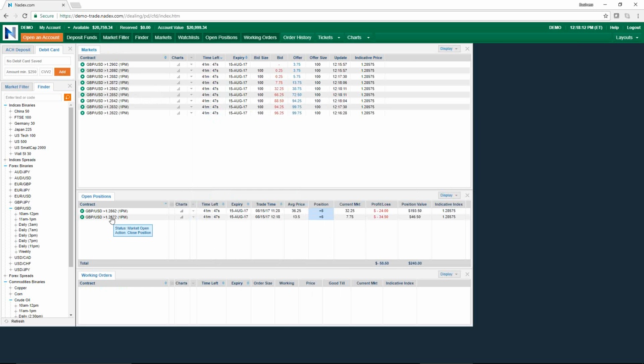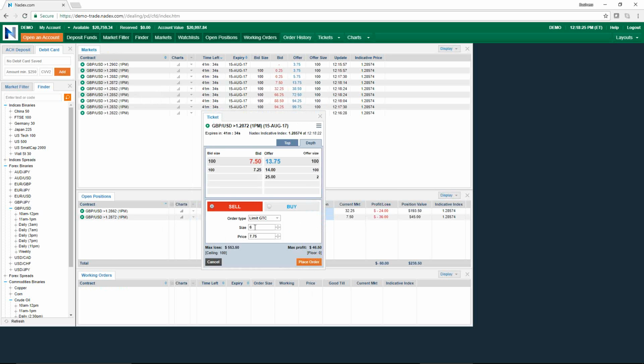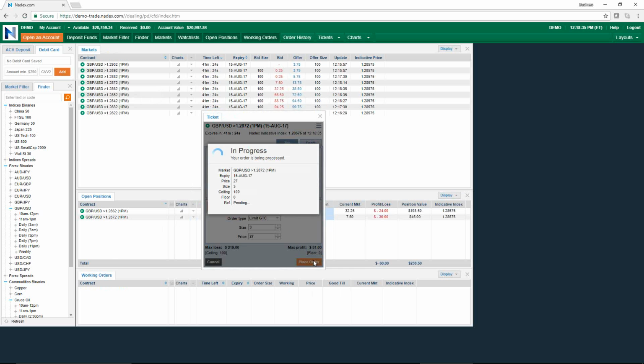And then what I always do is go in and put in what my break-even point is. So if I'm buying in at 13.5, my 1-to-1 break-even point is going to be at 27 going long. So I'll dump 3 of those contracts at 27. That'll give my trade a break even.